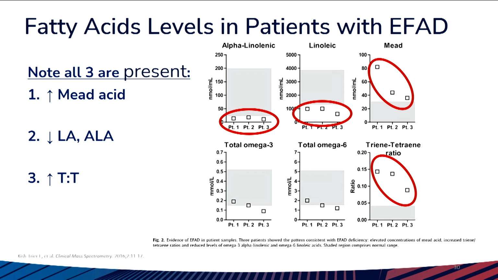It's not just one number. You can't just look at the TT ratio and go, oh, it's EFAD, or oh, it's not. It's really important to look at all of these numbers and see how they relate. Are they all present? Is the Mead high? Is the LA and ALA low? Is the TT high?